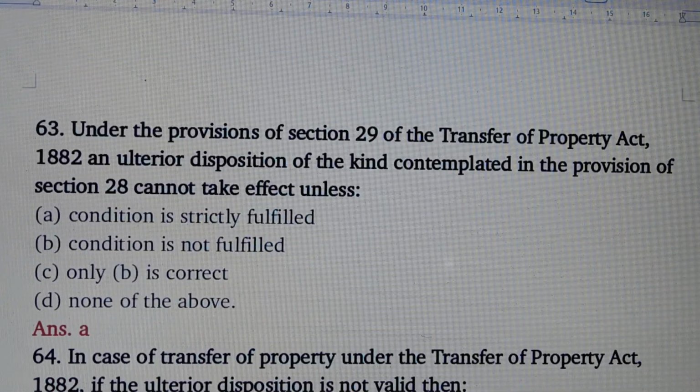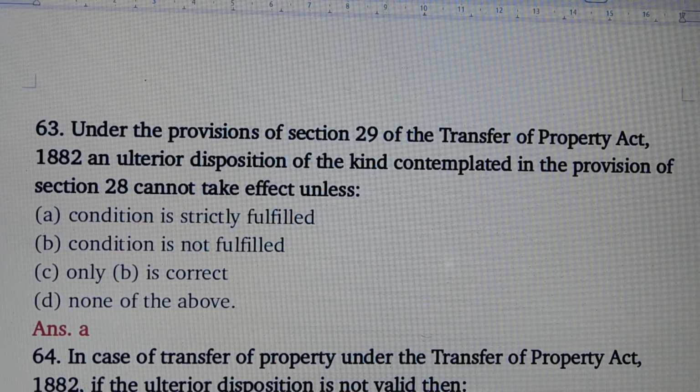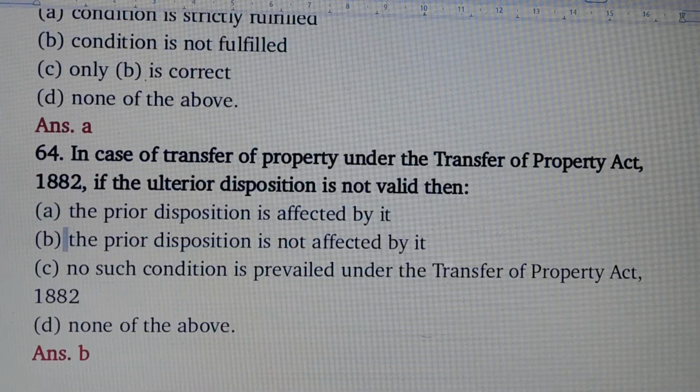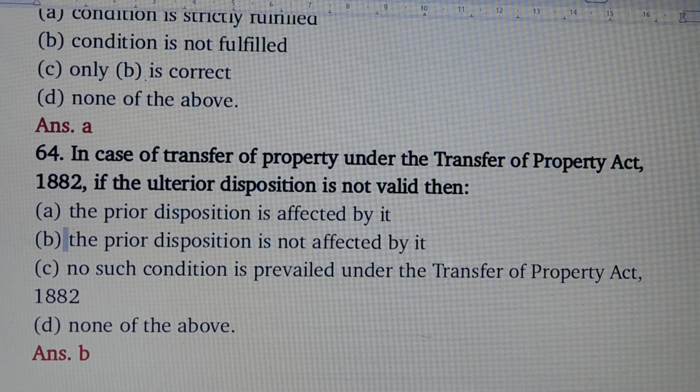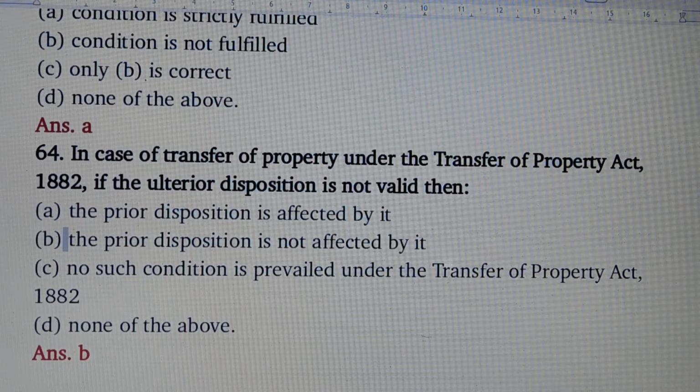Question number 63. Under the provision of section 29 of the Transfer of Property Act, an ulterior disposition of the kind contemplated in the provision of section 28 cannot take effect unless. Answer is option number A, condition is strictly fulfilled. Question number 64. In case of transfer of property under the Transfer of Property Act, if the ulterior disposition is not valid, then answer is option number B, the prior disposition is not affected by it.